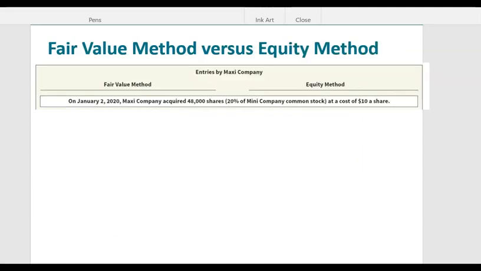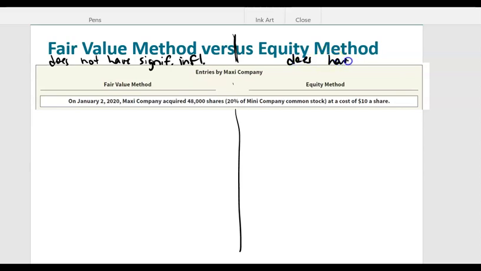Now, let's look at the fair value method versus the equity method side by side for these two transactions. Under the fair value method, remember, we did say there's 20% ownership. So let's take two different assumptions. One is the assumption that Maxi Company does not have significant influence over Mini, and one that it does have significant influence. And so the equity method is used.